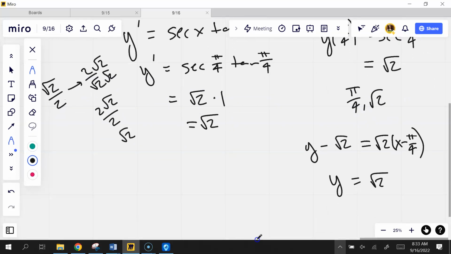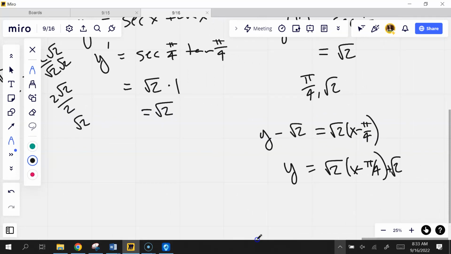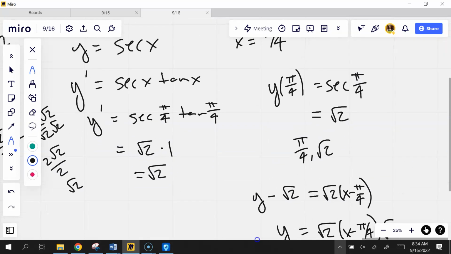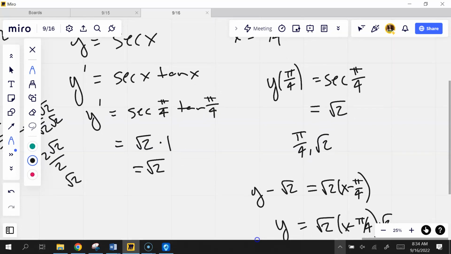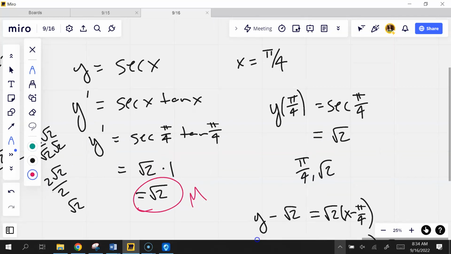This is the tan line. Once we get square root of 2 here, that's my slope, right? That's the slope of the tan line. Then I used that pi over 4 that I started with, and I found the point. Remember, I need a point and a slope to write the equation. So to find the point, I plug into the original equation.